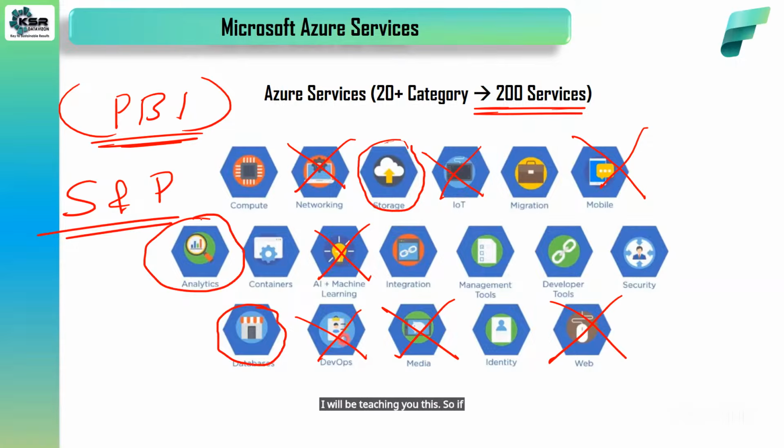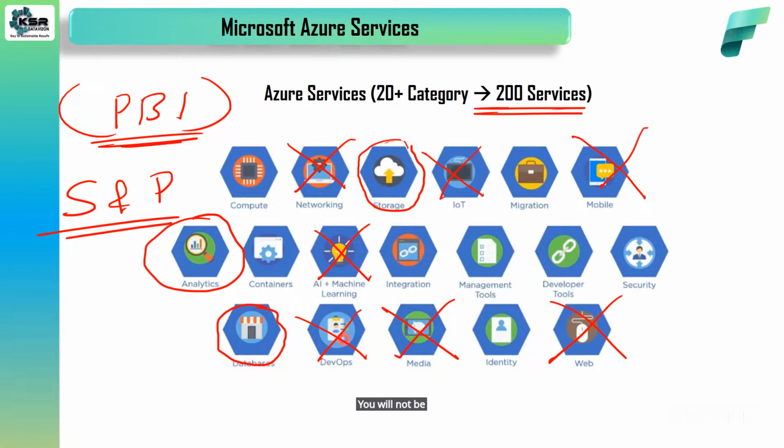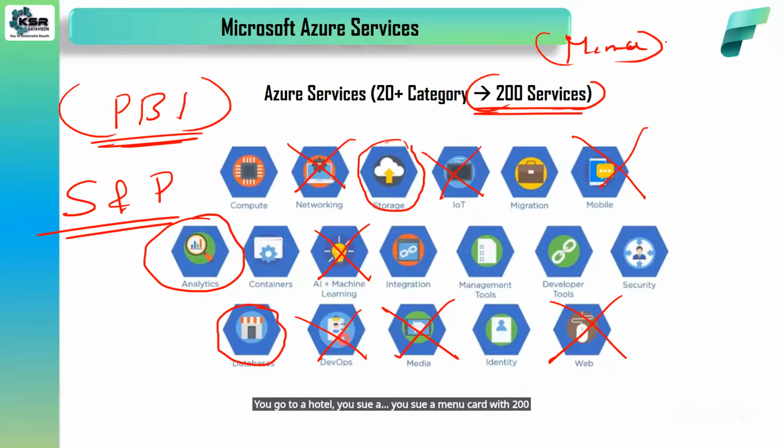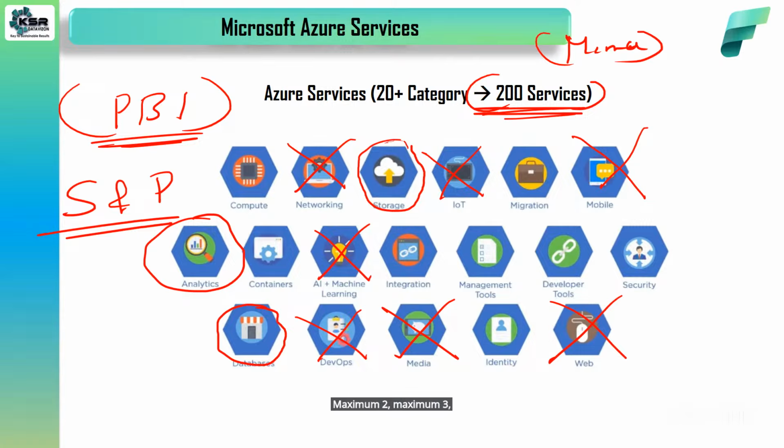So if you are thinking of joining this course to learn all 200 services, let me tell you very clearly, you will not be learning 200 services. It's like a menu card. You go to a hotel, you see a menu card with 200 items. Are you going to order all 200 items? Definitely not. What you feel like eating, maximum 1, 2, 3, 4 items. So what you want, only that you will order. Maybe at different times you go to different restaurants and order different things, but not all 200 at a time.